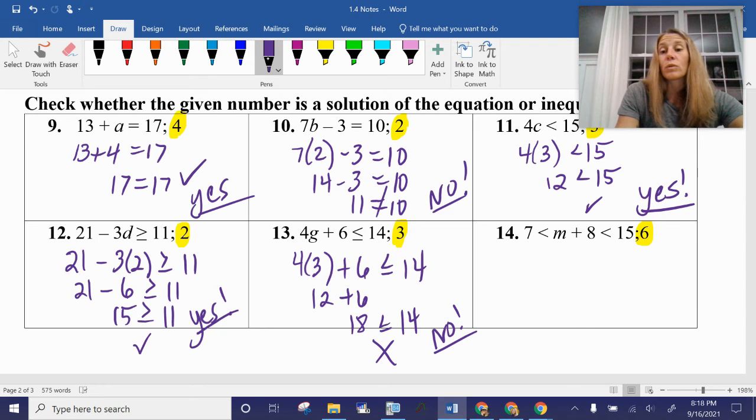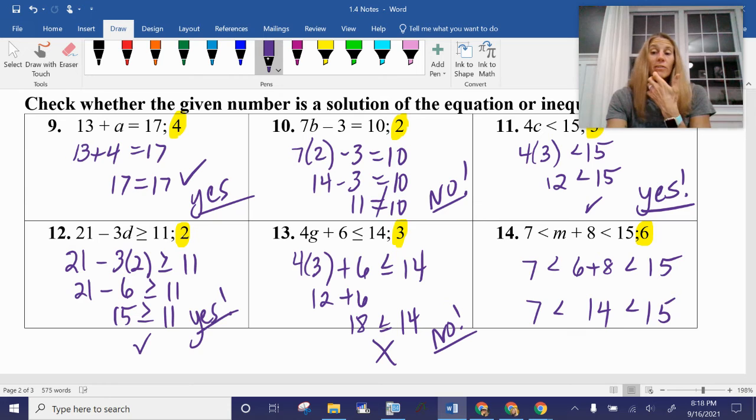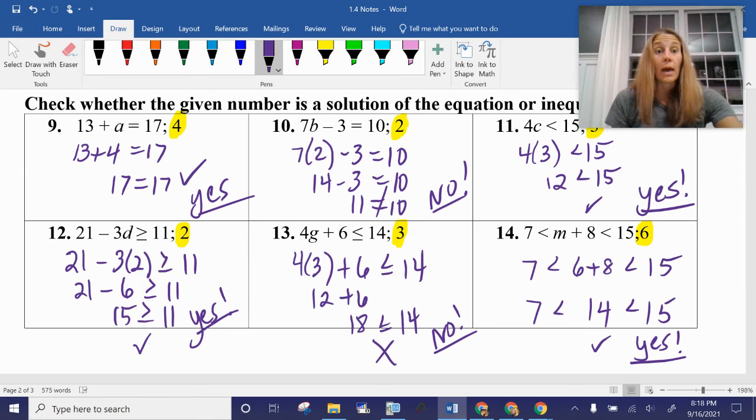And then 14 is one of those ones with the two different inequality signs. So we're putting the 6 in for the variable, which would be in the middle. Now I'm ending up with 6 plus 8, which gives me a 14 in the middle. First of all, make sure the number you end up with in the middle is really in between the number on the left and the right. They should go in order from least to greatest: 7, 14, 15, because these inequality signs are pointing to the smaller side and opening to the bigger. So 14 is greater than 7, 15 is greater than 14, so this one would be A. Yes, 6 is a solution to that inequality.